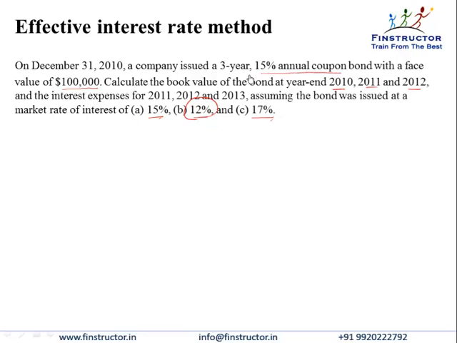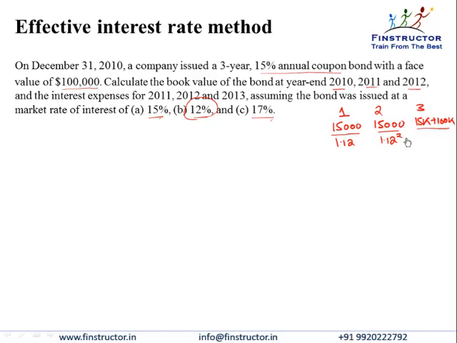So let's first depict the cash flows from the bond. It's a 3-year 15% annual coupon bond. So at the end of year 1, we would get a coupon of 15% of $100,000, that is $15,000. Likewise at the end of year 2. And at the end of year 3, we would not only get our $15,000 of coupon, but also the principal back. So it would be $15,000 plus $100,000. If the market rate of interest is 12%, then what will be the price of this bond or the amount that the company would receive at issuance?